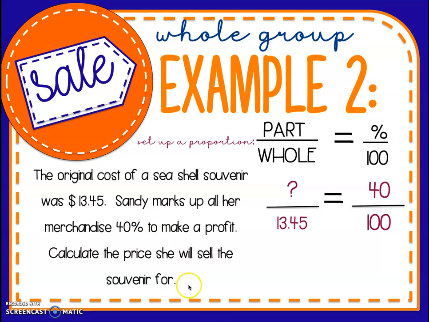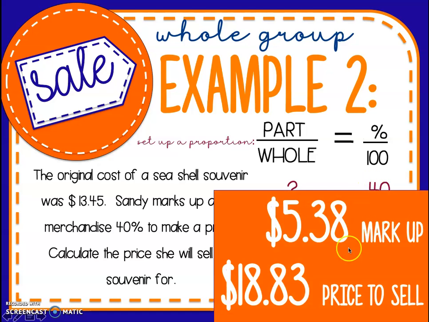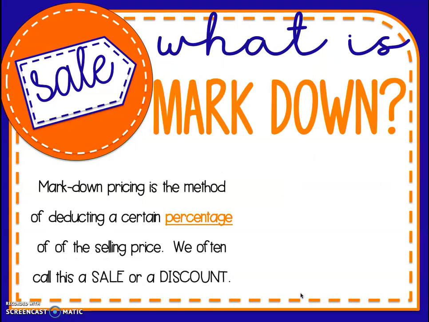So we're going to cross multiply $13.45 times 40. Once we do that, we're going to divide out the 100. And then we get that the markup is $5.38. To get the price to sell, or the price after the markup, we're going to take $13.45 and add $5.38, and then we get a price to sell of $18.83.